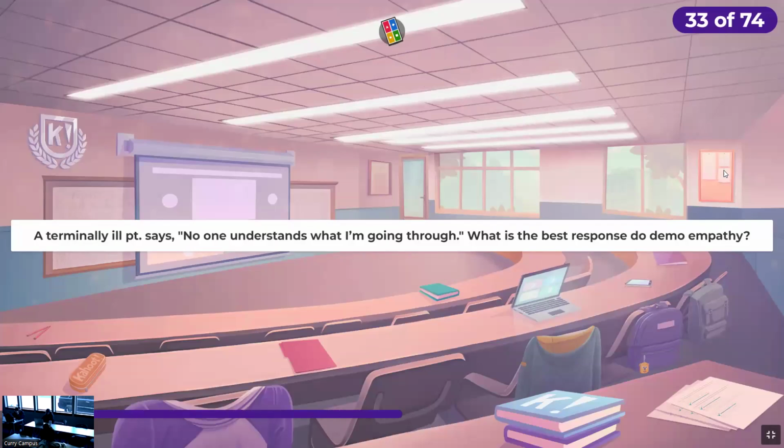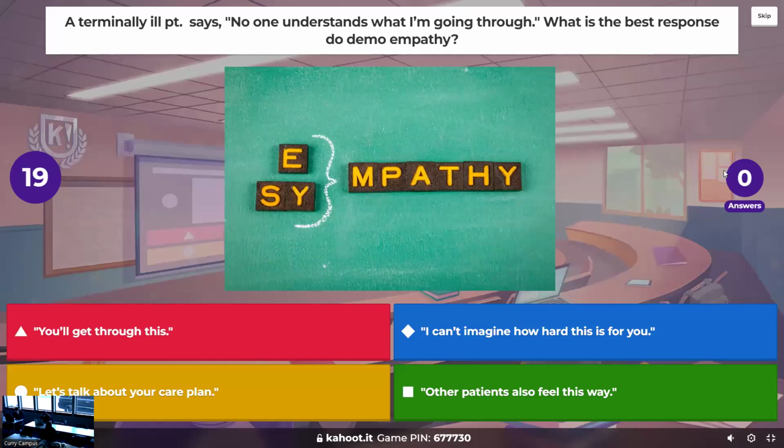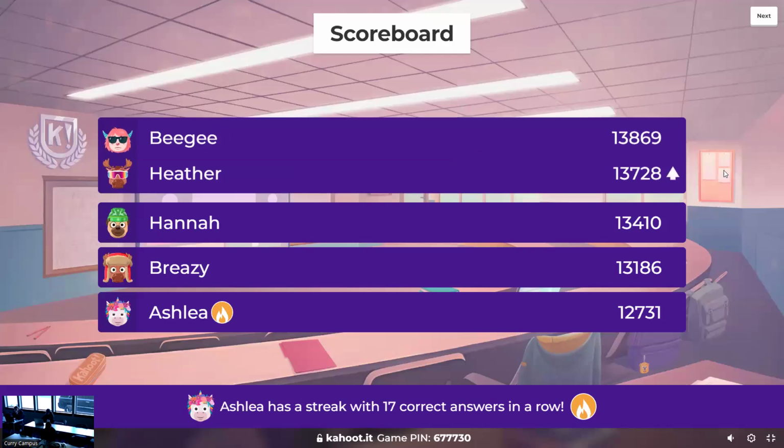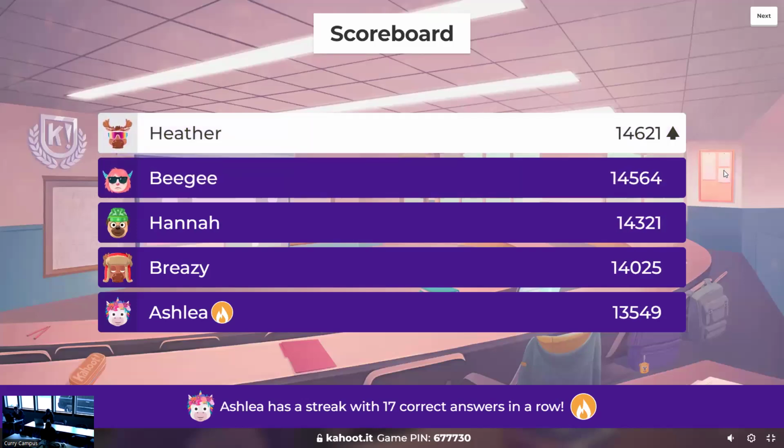Terminally ill patient says, "No one understands what I'm going through." What is the best response to demonstrate empathy? And the yellow is, "Let's talk about your care plan." All right, so almost everybody got that one. Good. I can't imagine how hard this is for you. All right, Heather's back on the top.